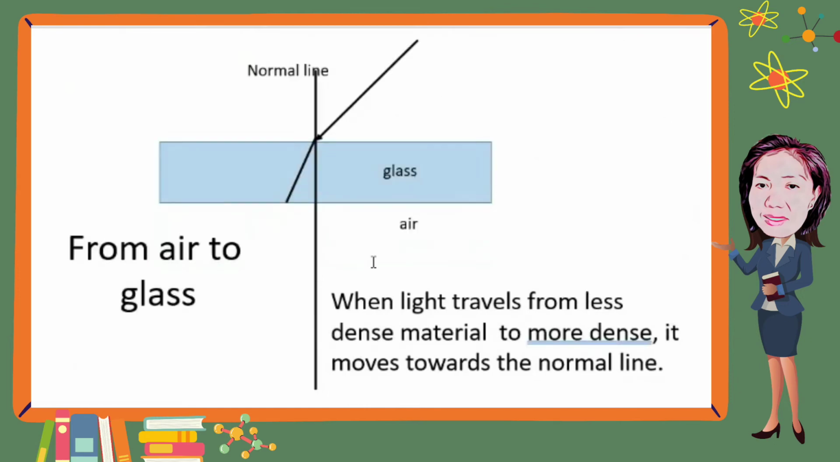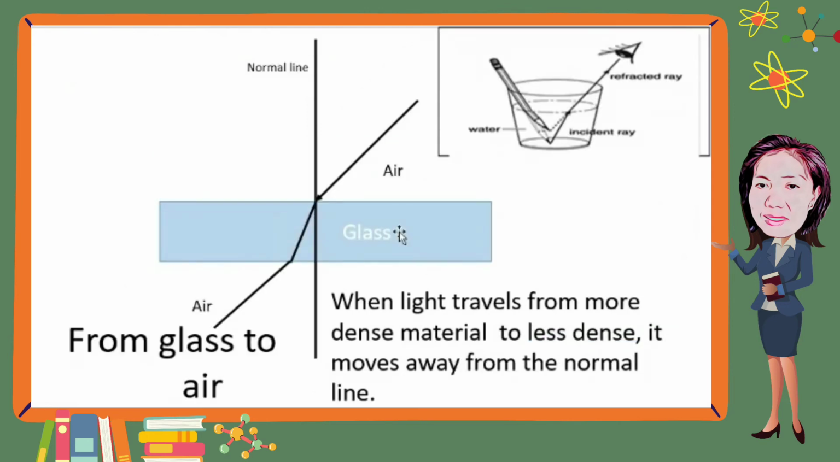Whereas kanina, pag mag-travel ang light from less dense, ang less dense dito is the air, and then the more dense is the glass. It will move towards. So, papalapit siya sa normal line, ang pag-refract niya. Whereas, dito, from more dense to lesser dense, ang mangyari sa refraction niya is away, palayo sa normal line. This is how light acts or refracts. It depends on the density of the material.